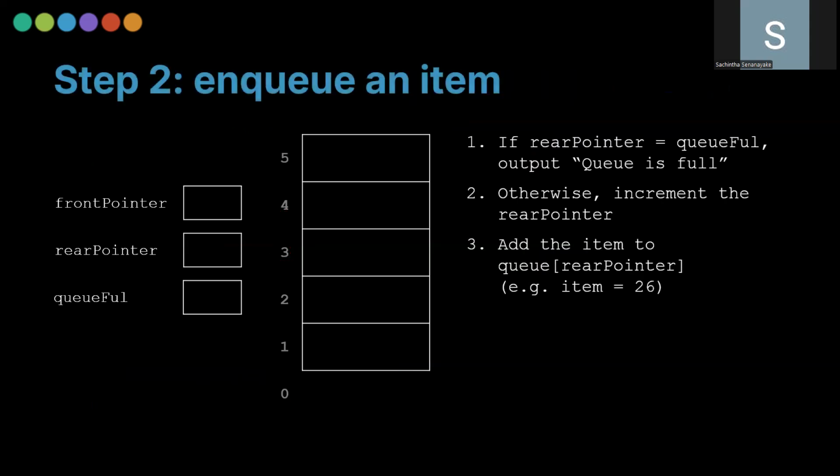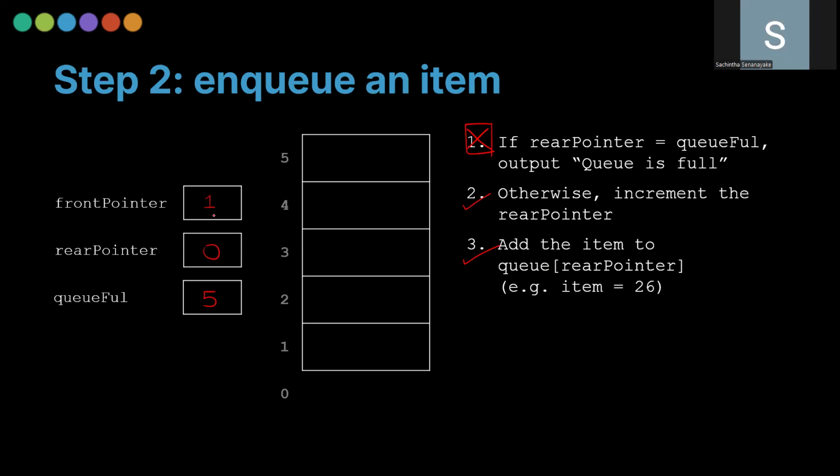Now, to enqueue an item into this queue, what exactly should we do? Let's forget about step number 1, just like our stack process, because step number 1 only becomes relevant when the queue is full. And let's follow through step number 2 and 3. Let's imagine our initialized state of the queue, where queue full is 5, rear pointer is 0, and front pointer is 1, which is the state of the queue once initialized.